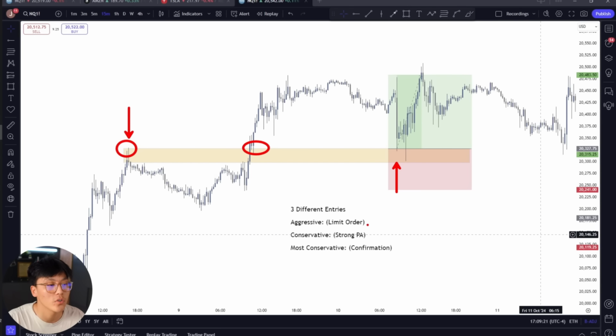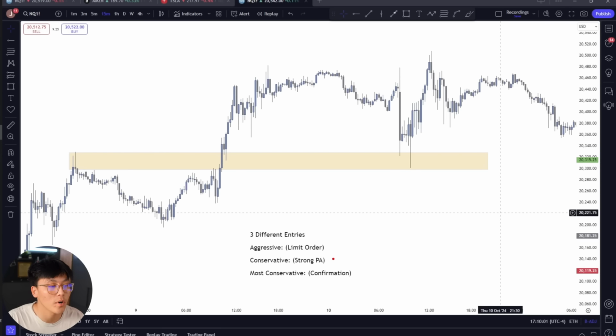So this is the most aggressive, right? This comes in form of a limit order. In my personal opinion, this one has around a 40% win rate. I personally don't like it as much, but the pros about this is that you're going to get into every single move no matter what.